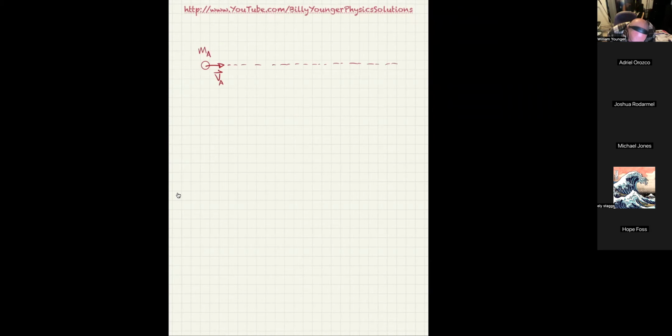So I have a target particle, and this target particle, I'm trying to draw it. There you go. This target particle has a mass mb, but it's sitting perfectly still.